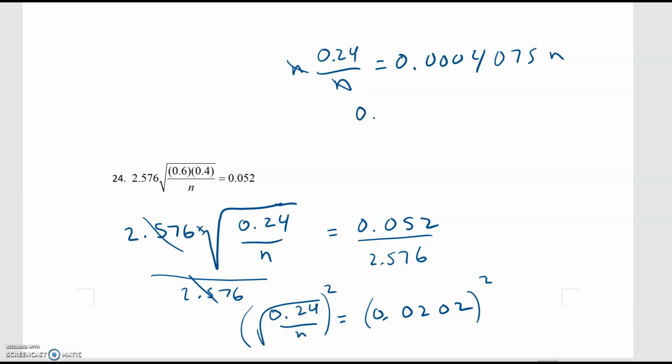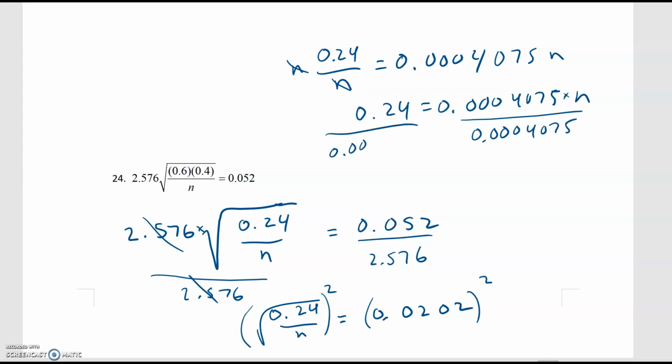But now I've got 0.24 times 0.000407 times n. Okay, now I'm almost done. So I've got multiply here. I could put a little times symbol there if you want. The opposite of times is divide. So divide both sides by 0.000407. Divide the other side. And then finally, I'll have n all by itself.